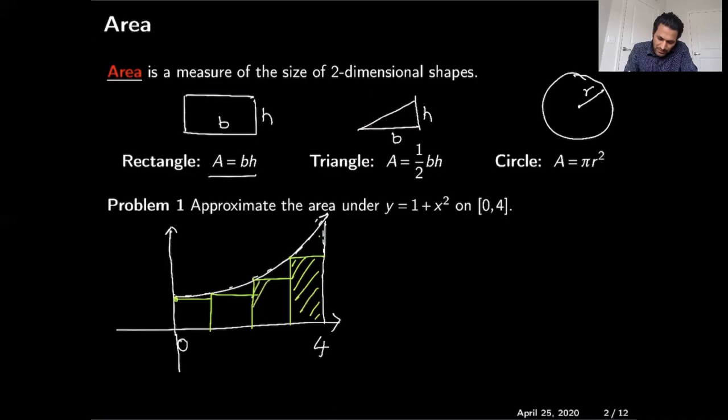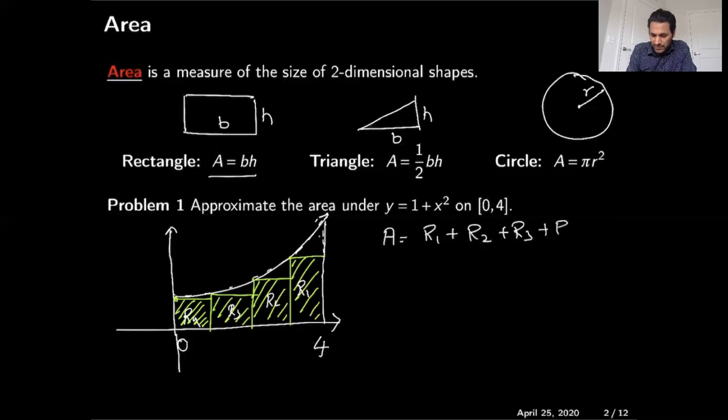So if I calculate the area of each rectangle and add them up, that will be some approximation of the area under the curve. It will not be exact, but it will be approximate. Let's suppose these rectangles are R1, R2, R3, and then R4. So our total area will be R1 plus R2 plus R3 plus R4.